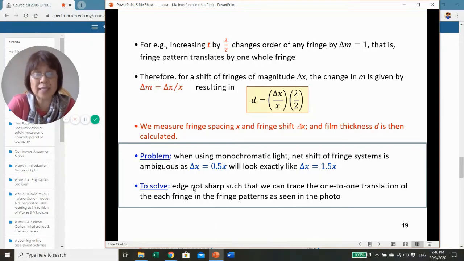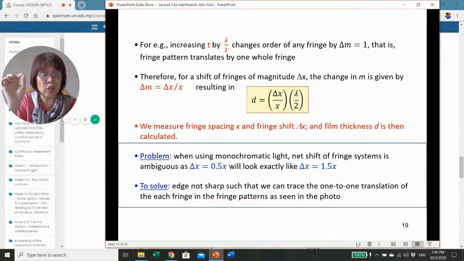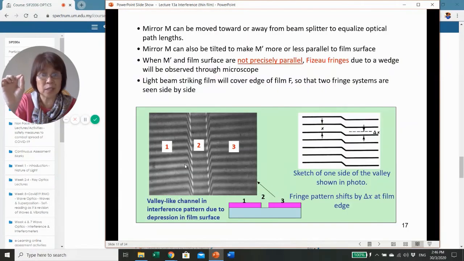You can't determine how much delta M exists. So to solve that, instead of making a very sharp edge, make an edge which is slightly inclined, so that we can then trace the fringe one to one, as in this picture here. We can trace this so that we can see the shift in the fringe.